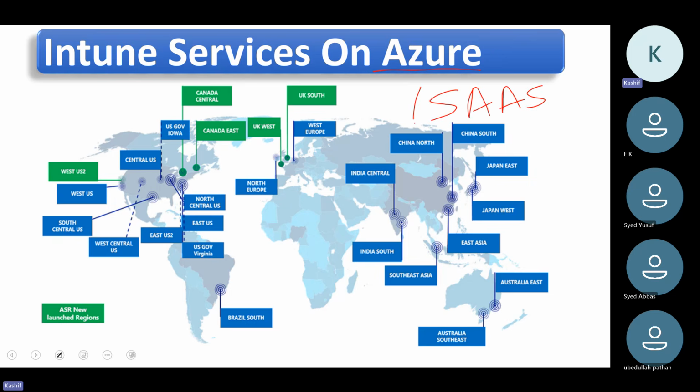Do you build any Gmail server to receive emails? No, you don't do that. You just take the subscription, you create your Gmail account, and that's it. You start sending and receiving emails. Got it? SaaS product. SaaS means software as a service.